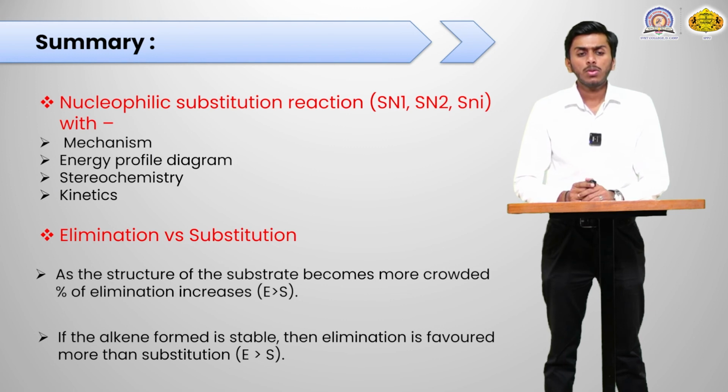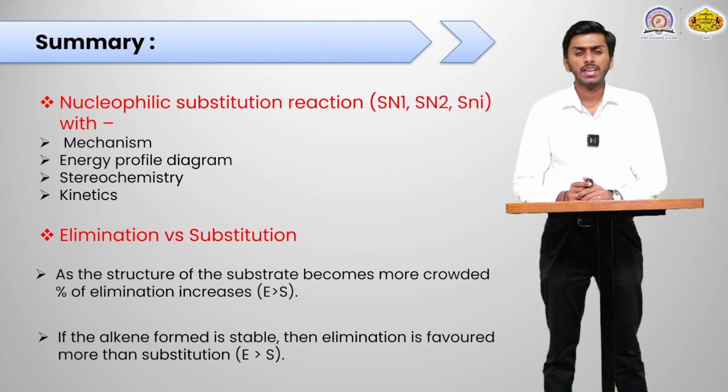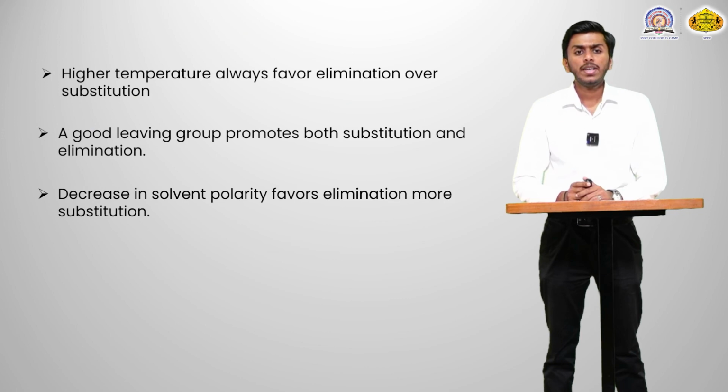Summary. From today's session, we learned about nucleophilic substitution reaction, its mechanism, energy profile diagram, stereochemistry and kinetics. We also discussed elimination versus substitution, and how the structure of the substrate affects the elimination or substitution product. Higher temperature always favors elimination over substitution. A good leaving group promotes both substitution as well as elimination, and a decrease in solvent polarity favors elimination more than substitution. Thank you.